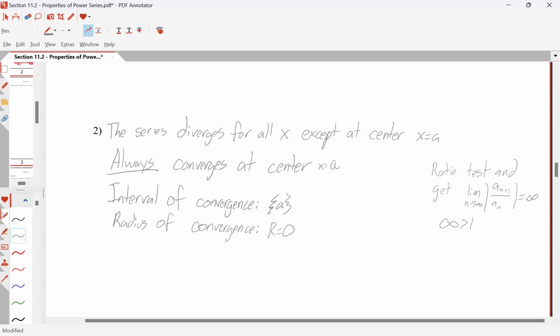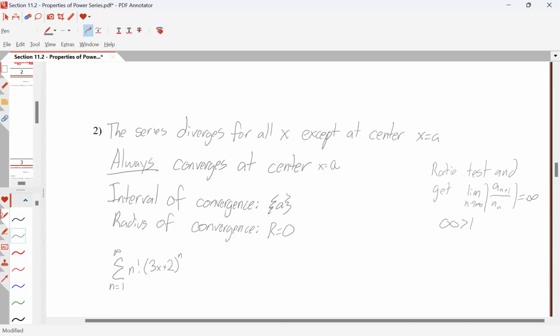The example we saw of this in the last video is the series sum from n equals 1 to infinity of n factorial times (3x plus 2) to the n.